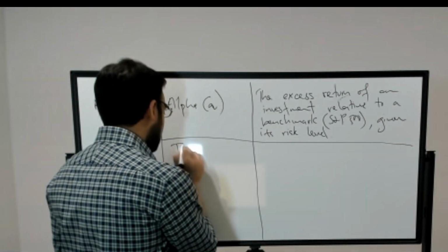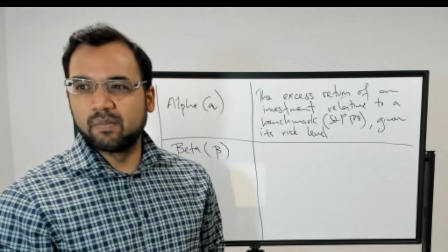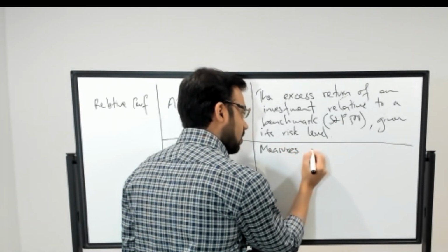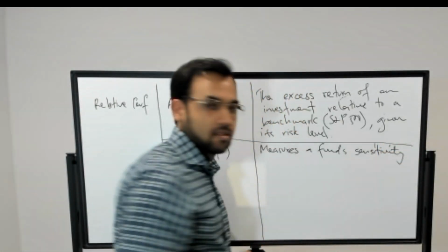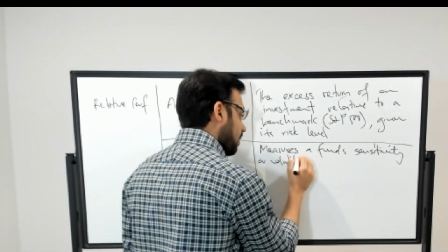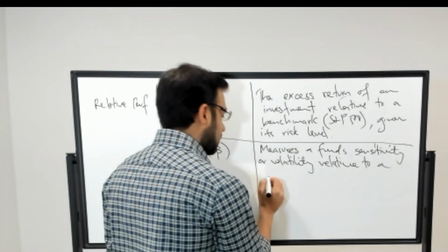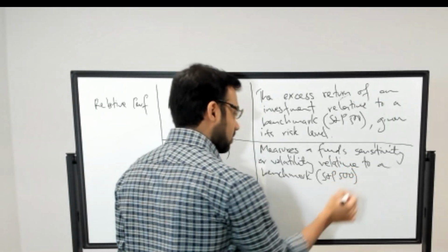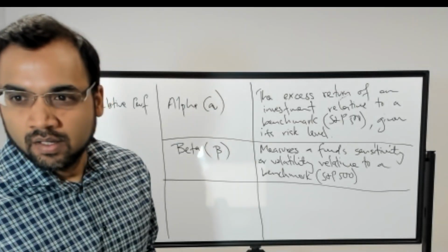Now, what is beta? Beta measures a fund's sensitivity, or you could say volatility, relative again to a benchmark. Again, like the S&P.